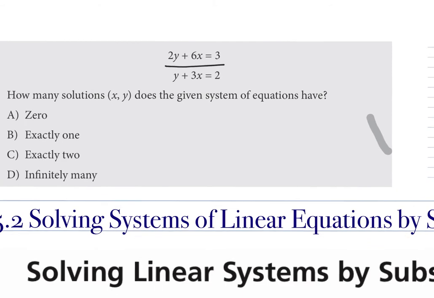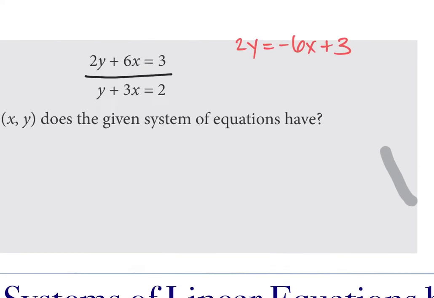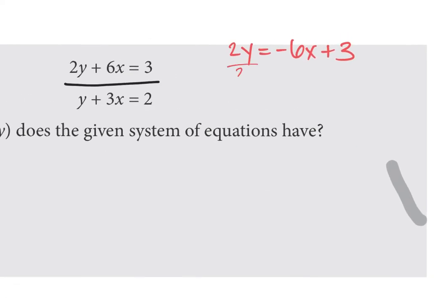Emma, go for it. I subtracted 6x from both sides. Excellent. So once you subtract 6x, what do you get? I get 2y equals negative 6x plus 3. Love it. And then I divided both sides by 2. And then I got y equals negative 3x plus 3 over 2. Excellent. How many people got to this step for the first equation?